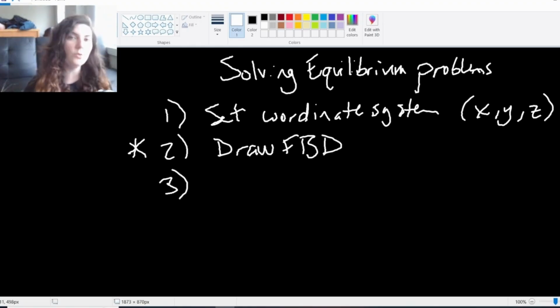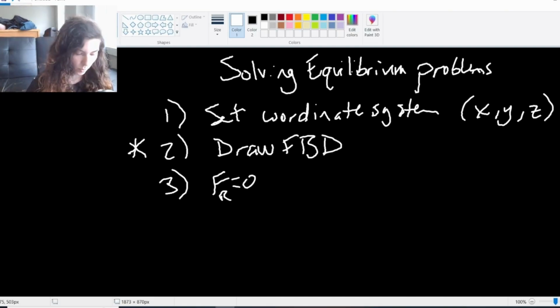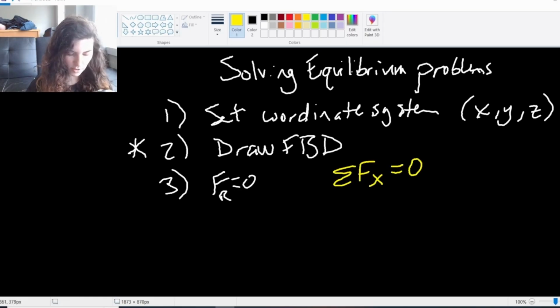Then we'll set up our equilibrium equations. Those are that the sum of our forces is 0, right? The sum of our forces is 0, meaning that our resultant force is 0. Or more importantly, the way we look at it in this class is the sum of the forces in the x direction equals 0, and the sum of forces in the y direction equals 0. And I write it out like this for a reason.